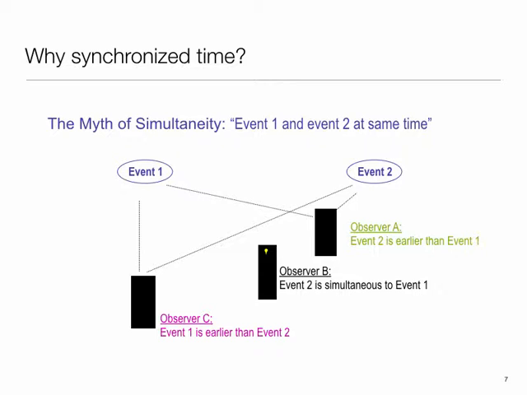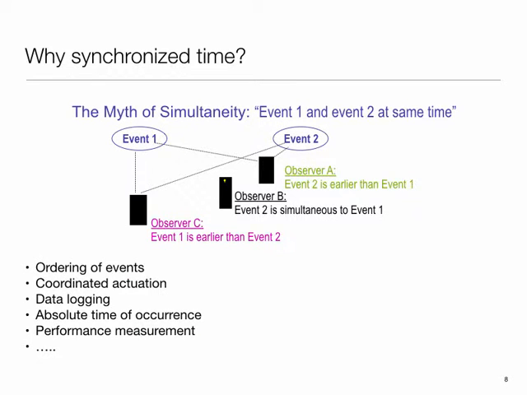A lot of these things fall into almost the obvious category. There are so many applications where we need the notion of time at two different nodes to be reconciled. So, for example, two nodes, and we want to say they detected event 1 and event 2. What could we say about the ordering of the events? So, ordering of events, coordinated actuation.